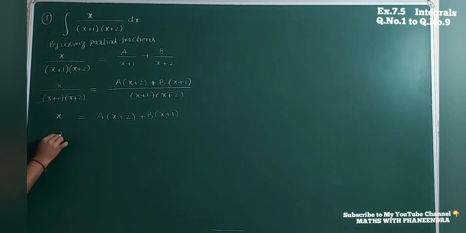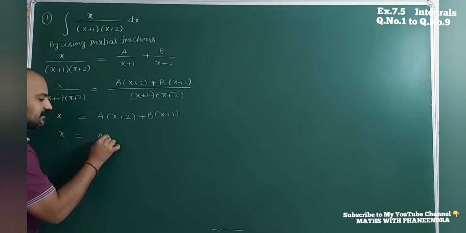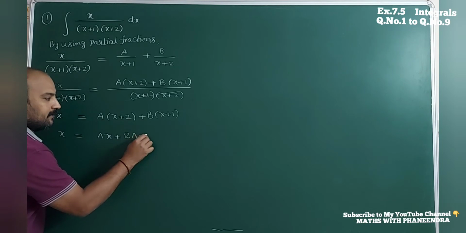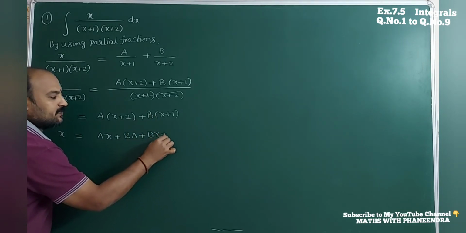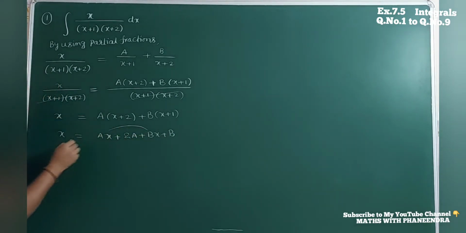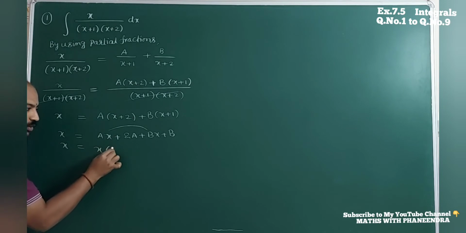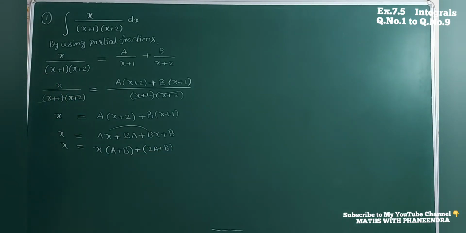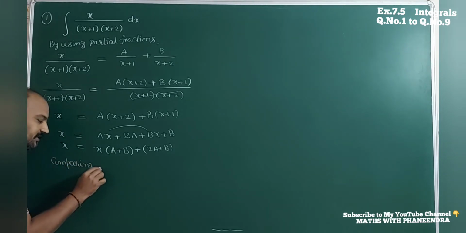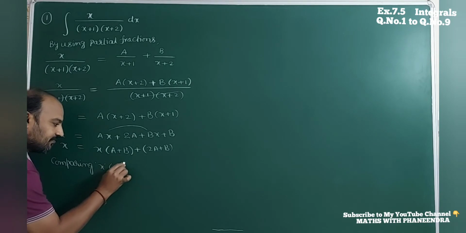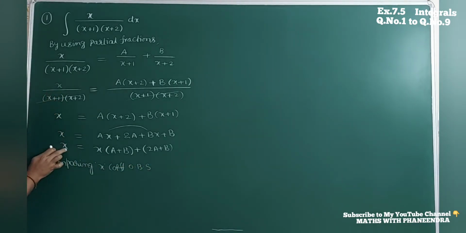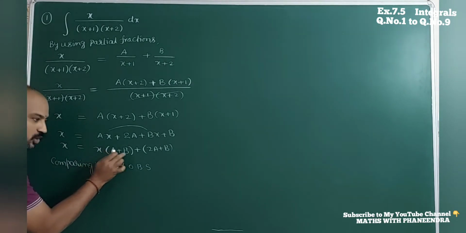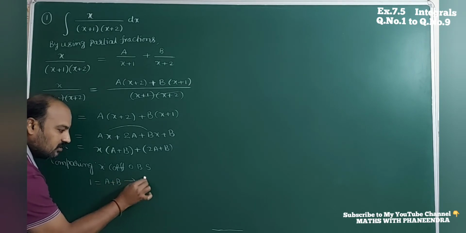After that, x is equal to A into x, actual multiplication, A into 2, 2A, plus x into B, Bx, plus B into 1, B. From these, taking x common, x is equal to x into A plus B, plus 2A plus B. Now comparing x coefficients on both sides, here the x coefficient is how much? 1. So 1 is equal to A plus B, call that equation number 1.